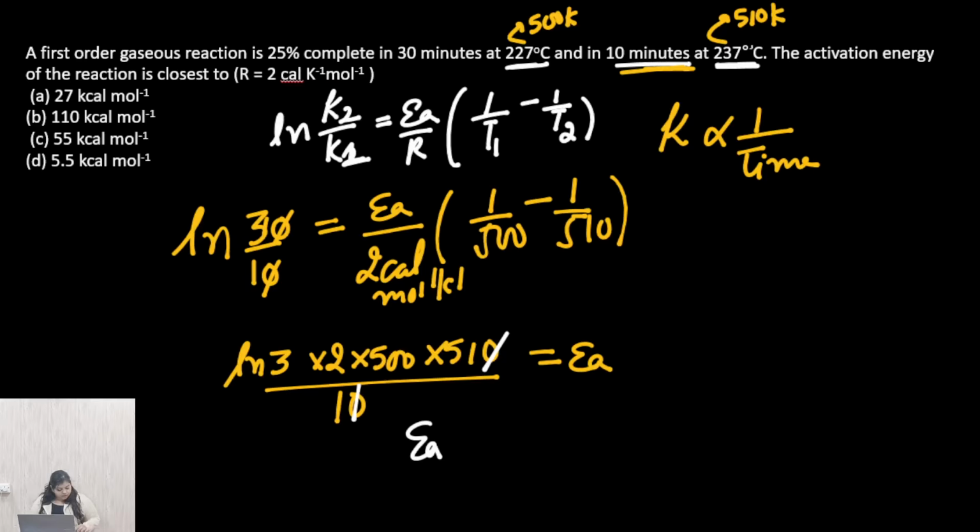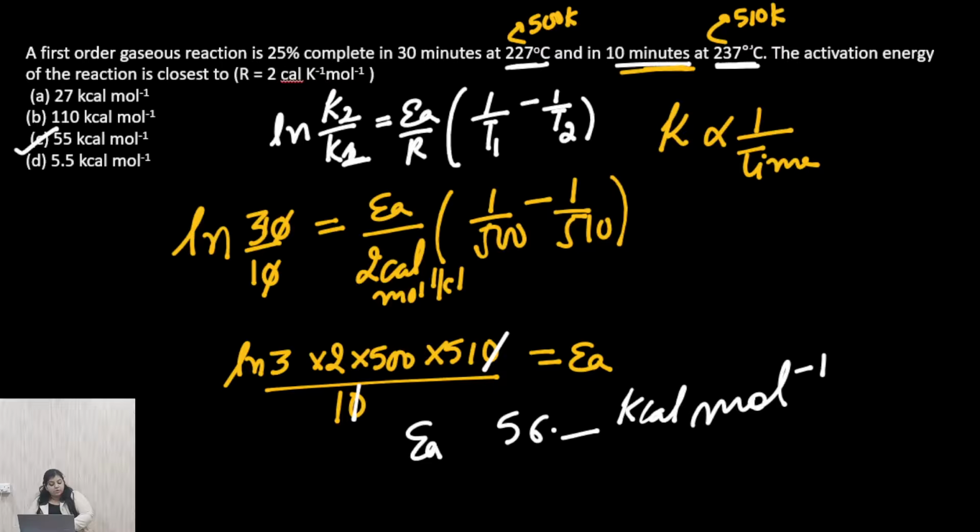It will be 56 point something, in kilocalories per mole. But the closest answer, if you see, is in option C, which is 55 kilocalories per mole. Okay, so the exact value is going to be 55.9, that is 56 kilocalories per mole, so approximately close to the answer, which is 55 only.